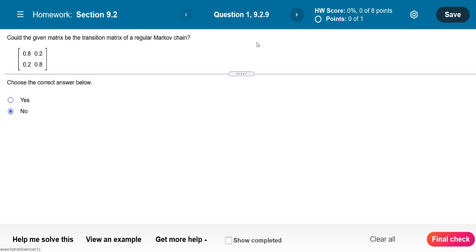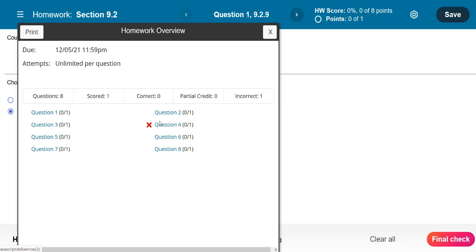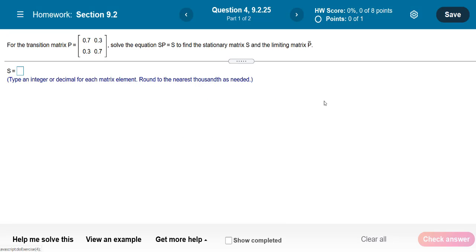On the section 9.2 homework, the first 3 questions are addressed in the lesson video. I will leave it up to you to watch the lesson video and answer those questions, starting with question number 4. The instructions in the problem are to solve the equation S times P equals S.